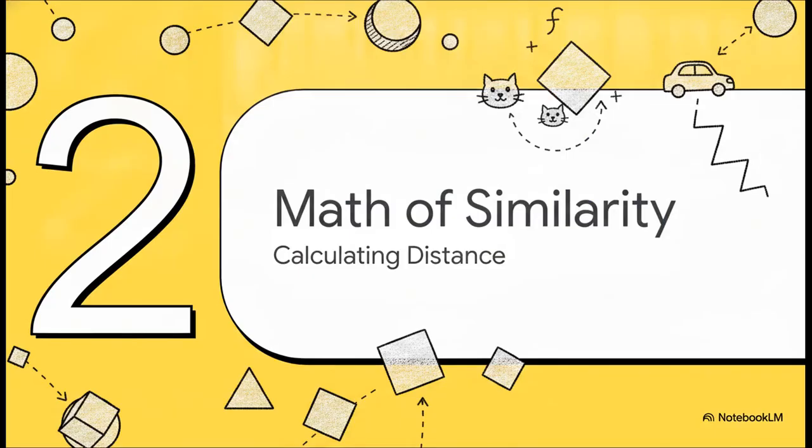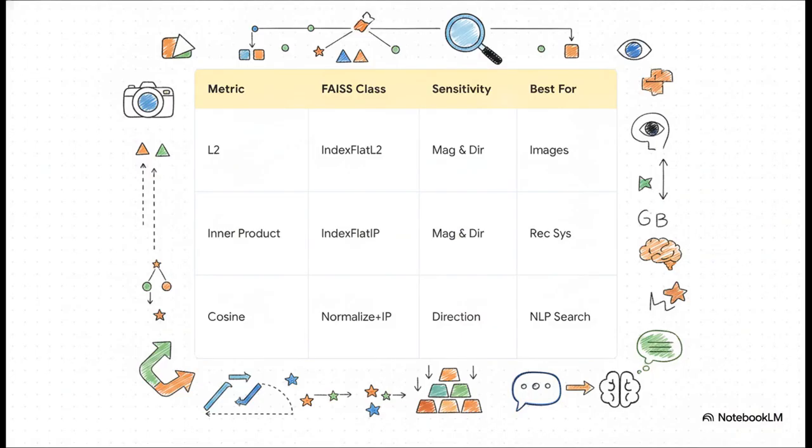Moving right along to Section 2, the math of similarity, calculating distance. Ever wonder how a database actually knows that the word cat is mathematically closer to kitten than it is to car in a high-dimensional hyperspace? Well, it all comes down to distance metrics, and your choice here has to perfectly align with how your embedding model was trained. Euclidean distance measures straight-line distance. It's highly sensitive to vector magnitude, which makes it great for computer vision.